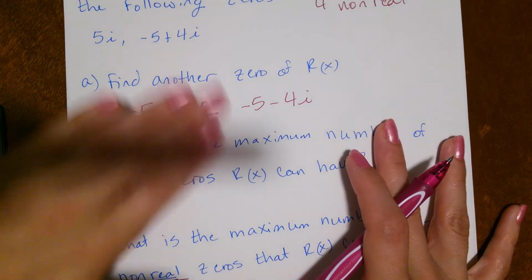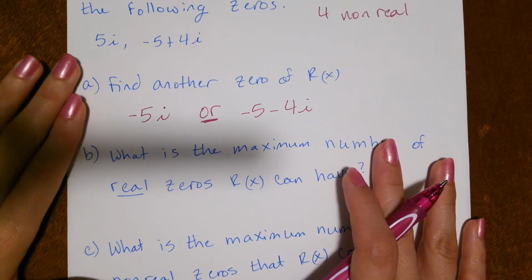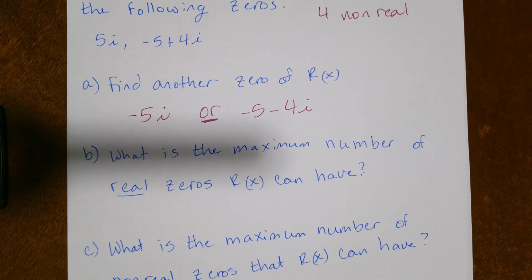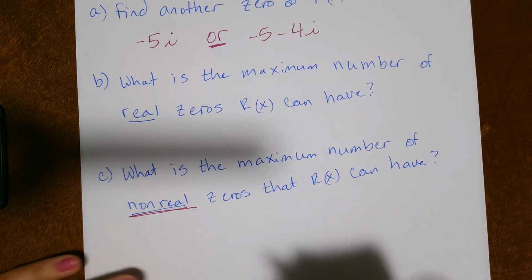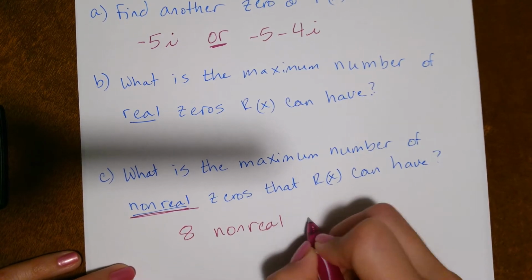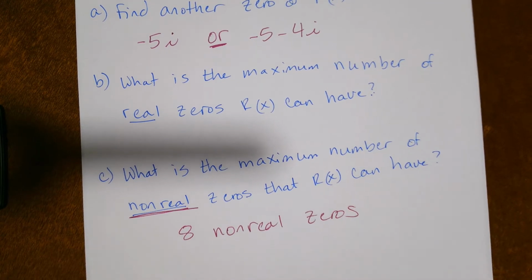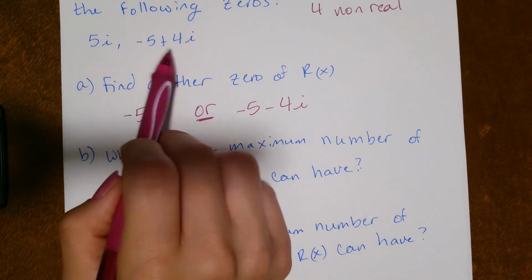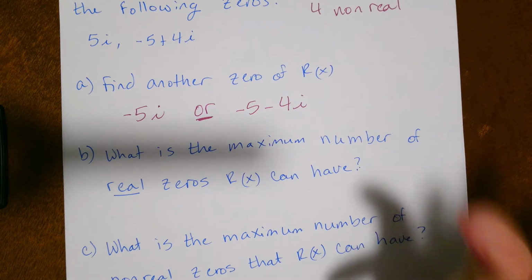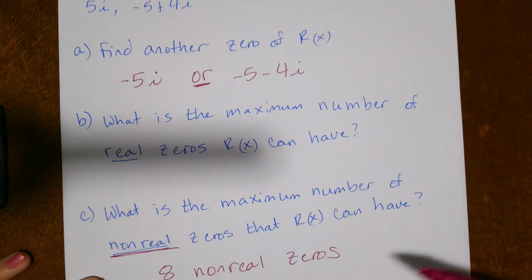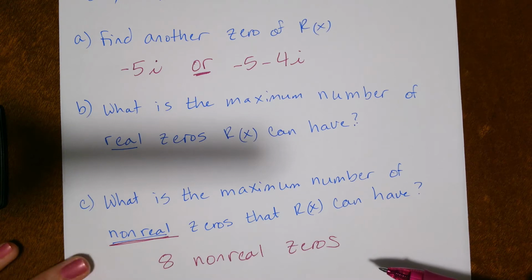We don't know that it has any real at this point. I only know it has 4 non-real. So this could have up to 8 non-real zeros, right? Because I'm not restricted. It doesn't tell me that there are any real. If there was like a 3 out here or something, that might change things. But it doesn't tell me that there are any real, so this could have up to 8 non-real zeros.